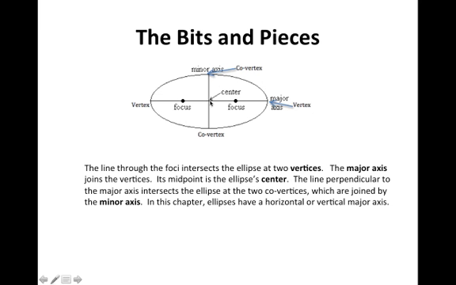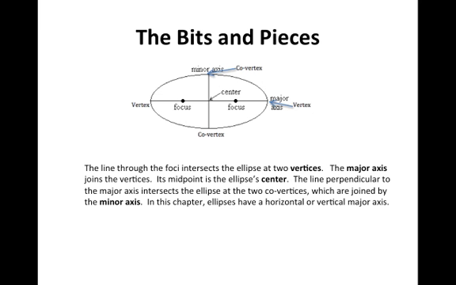Now, the midpoint of this major axis that goes from vertex to vertex is the center. And perpendicular to that we have what we call the minor axis. It goes through the center. Where it intersects the ellipse is at what is called a covertex, and together they're called covertices, and they are b units away from the center. So the vertex is a, a focus is c, and a covertex is b units away from the center.